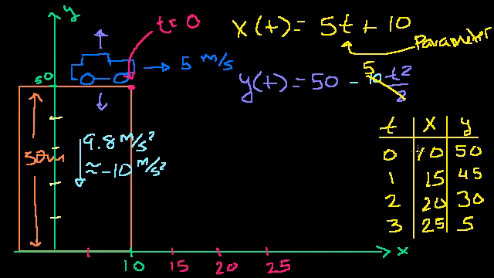So at time is equal to 0, we're at (0, 50). That's that point right there. At time is equal to 1, we're at (15, 45). So x is 15, y is 45, which is right about there. So this is t is equal to 1.